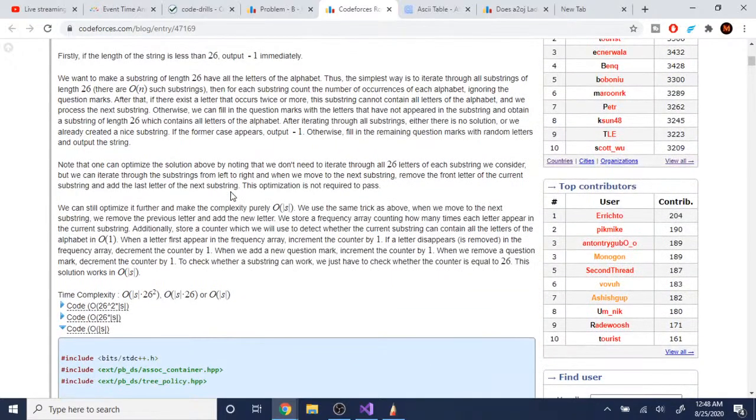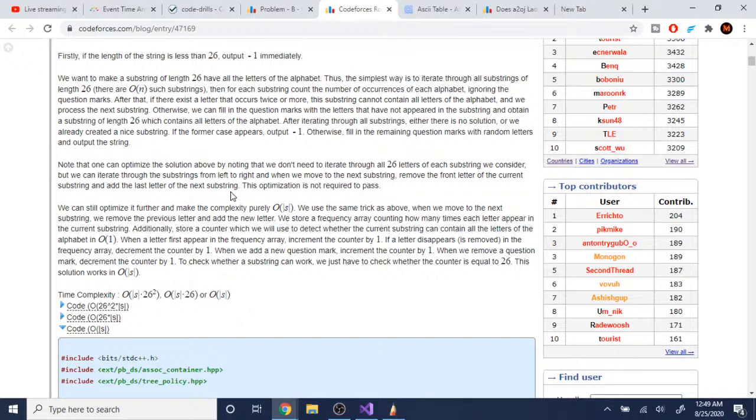Use the same trick as above: we don't need to iterate through all 26 letters of each substring. We can iterate through all the substrings from left to right, and when we move to the next substring, we remove the first letter of the current substring and add the last letter of the next. Remove the previous letter and add the new letter.